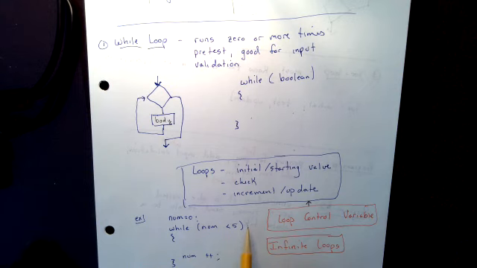That's an excellent one. I could make this while num is greater than 0, or greater than or equal to 0. I could eliminate this line. Lots of different ways to get stuck in that infinite loop.